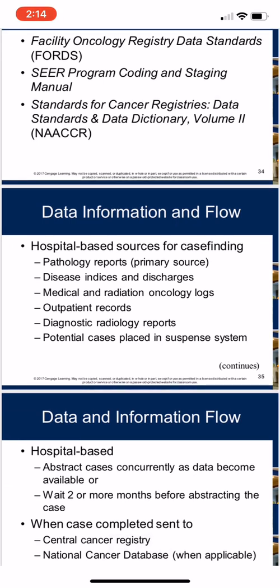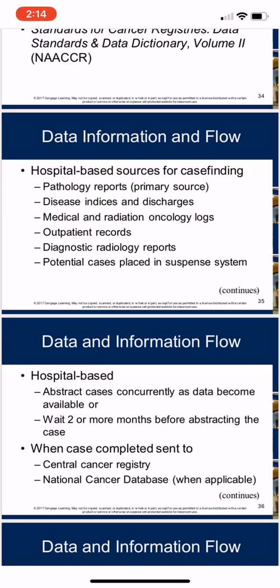The hospital-based cancer registry uses several sources of data and information for case finding. The primary source for case finding is the documentation found in pathology reports. Other case finding sources for registries include disease indices and discharges, medical and radiation oncology logs, outpatient records, and diagnostic radiology reports. Potential cases identified then are put in the suspense system until a final decision on reportability is made and an abstract is begun.